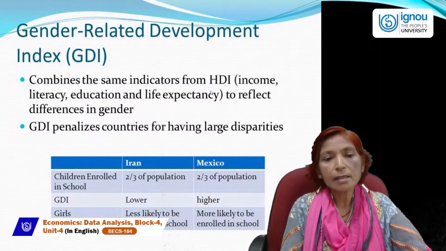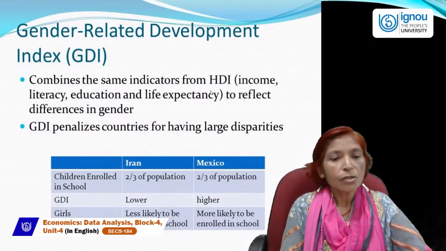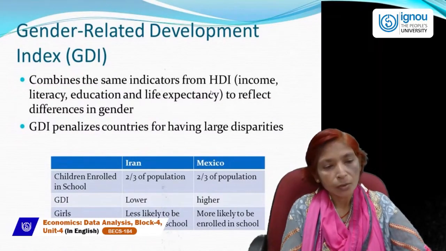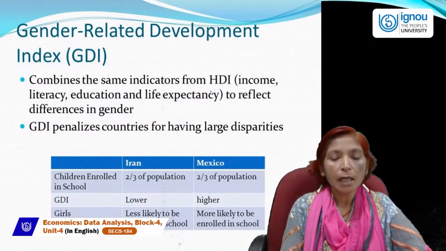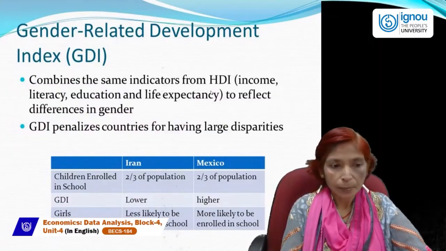GDI penalizes countries for having large disparities. For example, take children enrolled in schools in Iran and in Mexico. GDI is lower in Iran and higher in Mexico. Girls in Iran are less likely to be enrolled in schools, but in Mexico they are more likely to be enrolled.